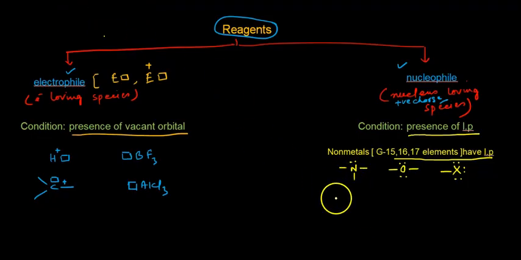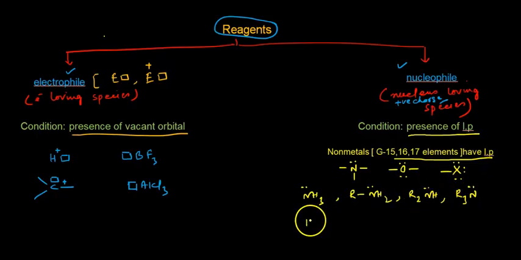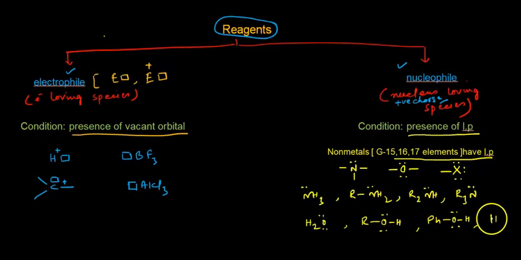For example, let's say trivalent nitrogen: we have ammonia, we can have primary amine, secondary amine, tertiary amine. All of them can act as nucleophile. You can take water, just two lone pairs in oxygen. You can take alcohol, you can take phenol. All of them can act as nucleophile. You can take H2S, they can act as nucleophile.